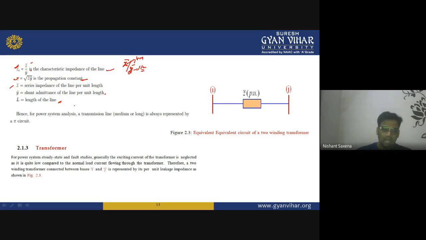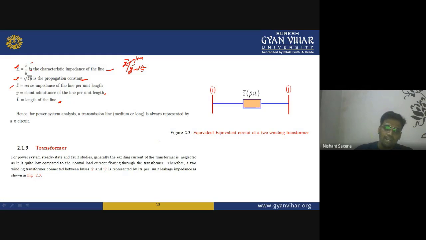Now let's discuss another component of the power system, that is the transformer. For power system steady state and fault studies, the exciting current of the transformer is generally neglected, as it is quite low compared to the rated load current flowing through the transformer. The exciting current is very small, up to 2 to 5% of the rated current. So you can assume how small the value is.